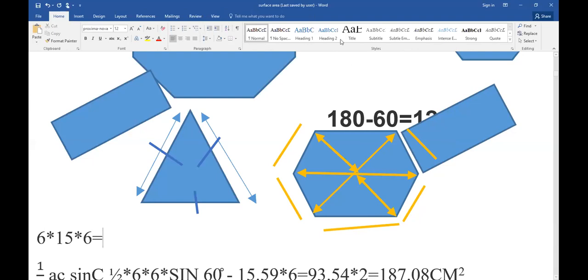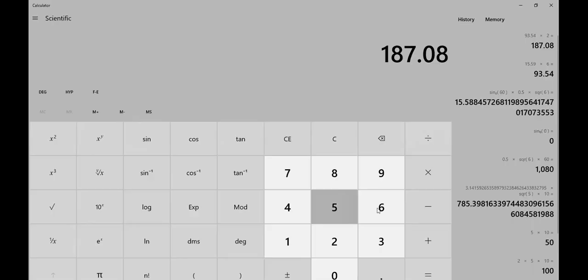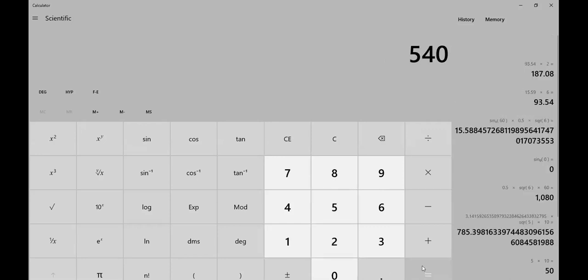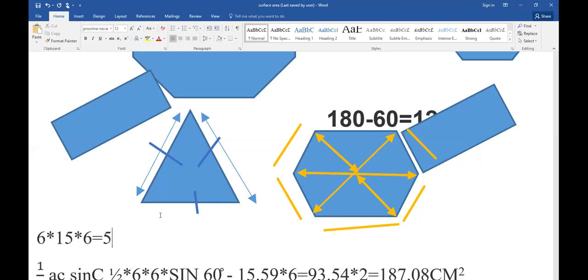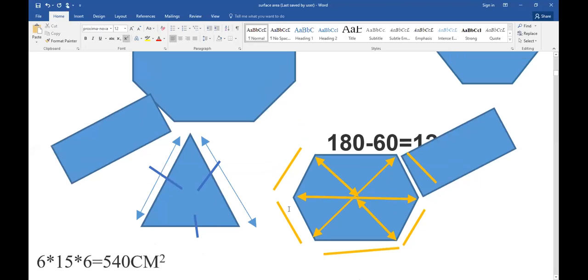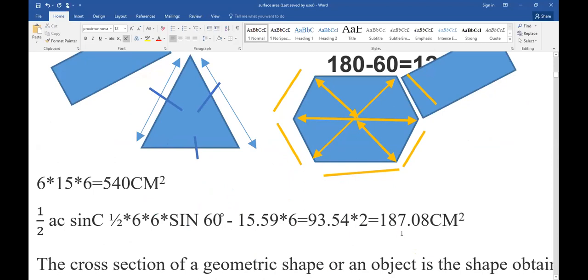So if I go to my calculator, I'm going to get 6 squared times 15, instead of saying 6 times 6, so the answer is 540. So I come back here to my answer. This one is 540 centimeters squared. Yes, I have centimeters squared, because they are 6.